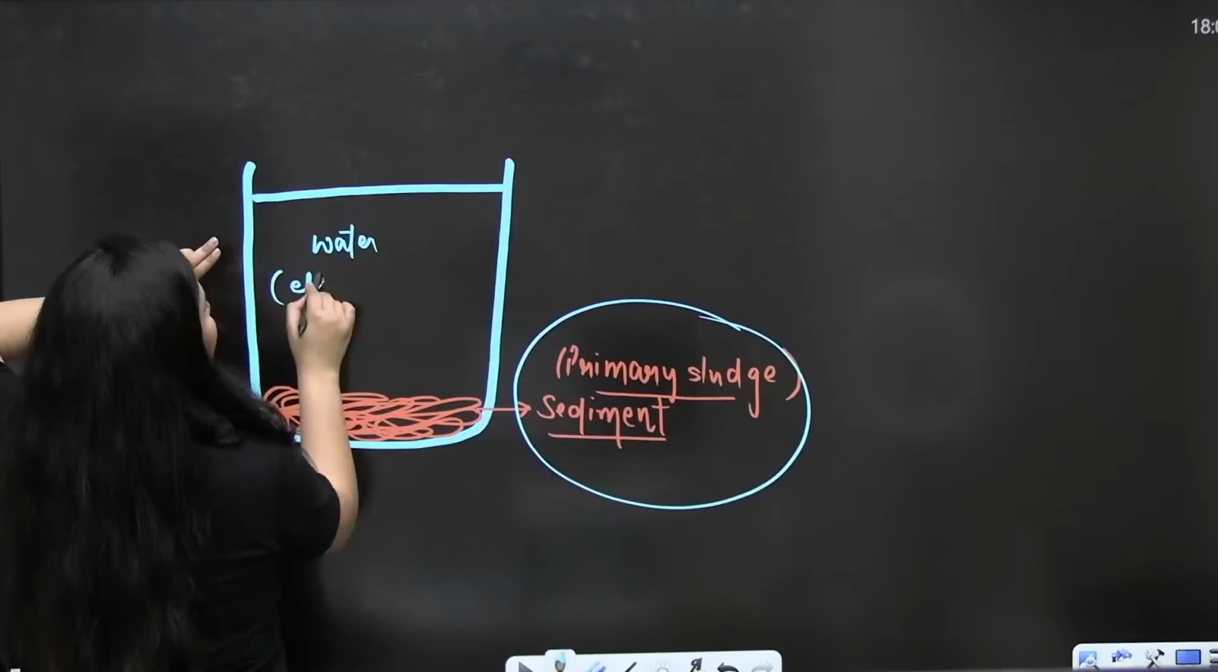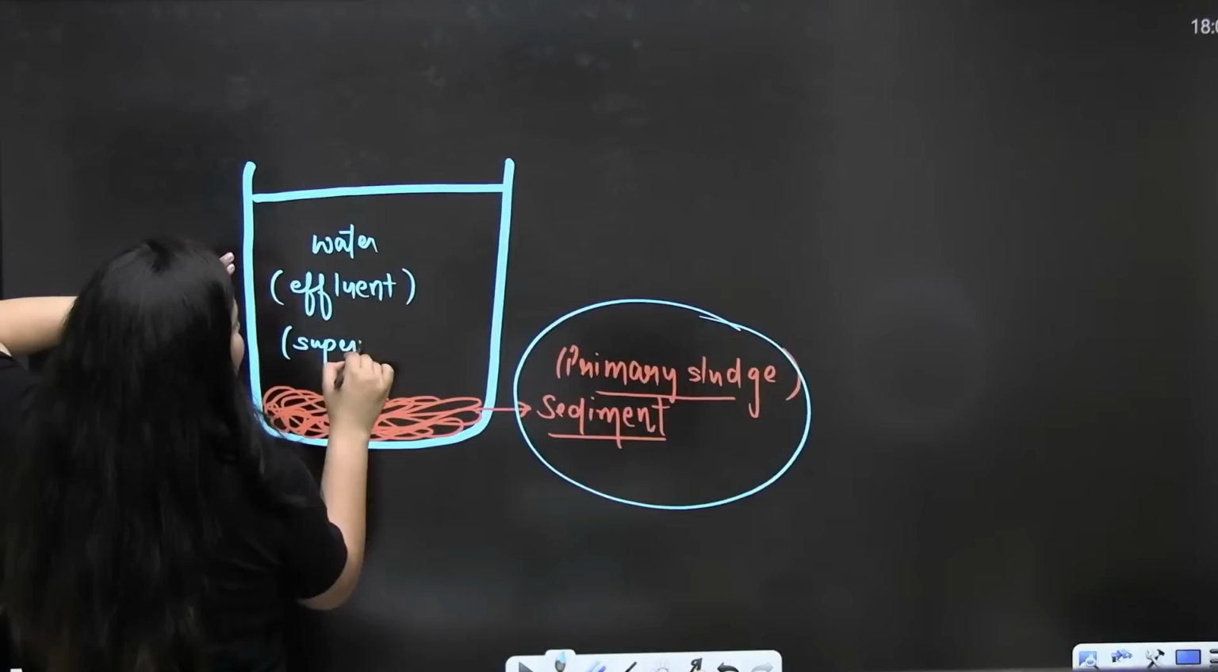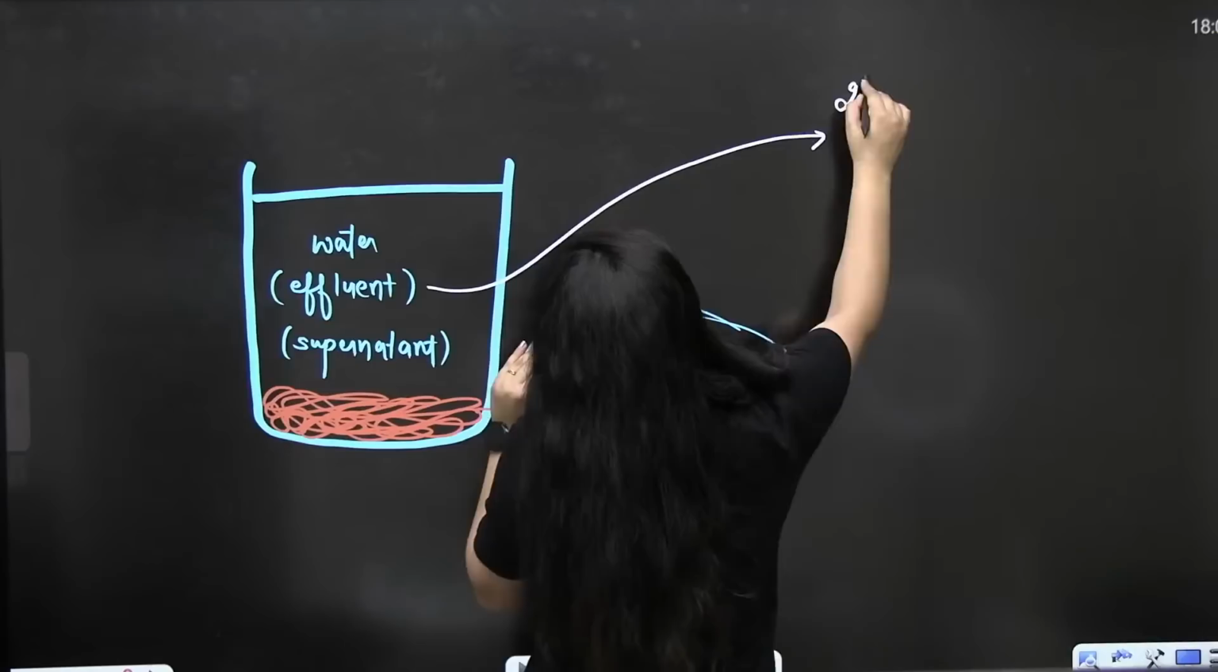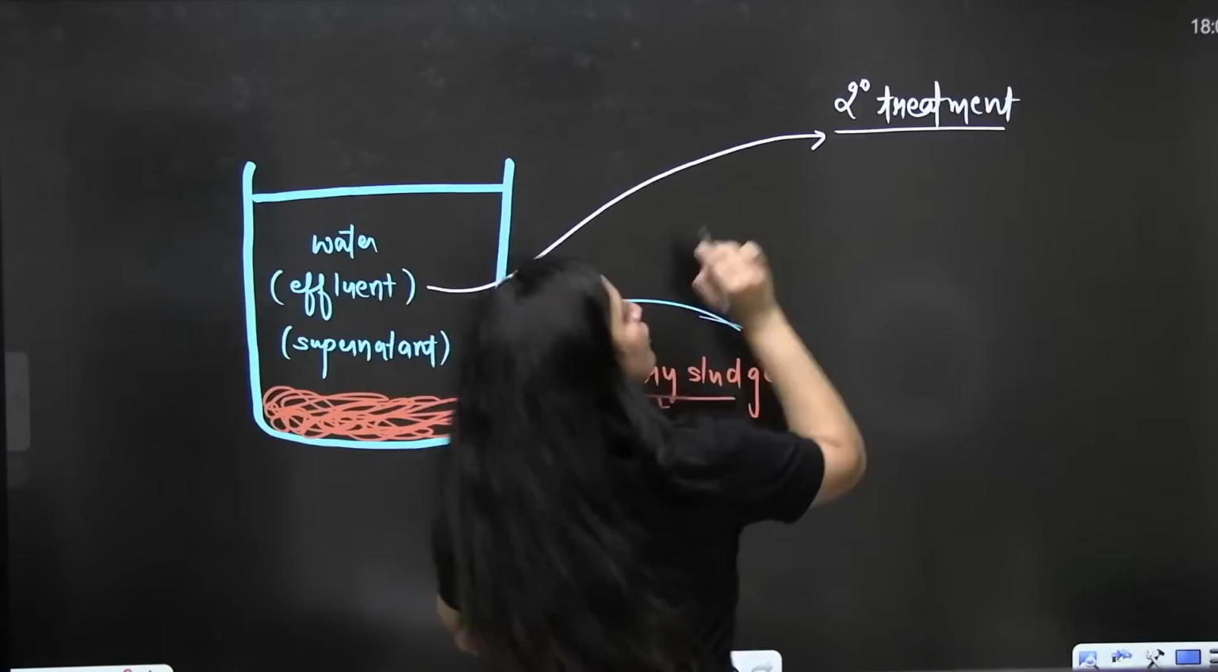or you can even call it supernatant. Supernatant. Are you getting my point? Now what will happen? This effluent will pass for the secondary treatment, which is also known as biological treatment, because we are going to use the microorganisms here.